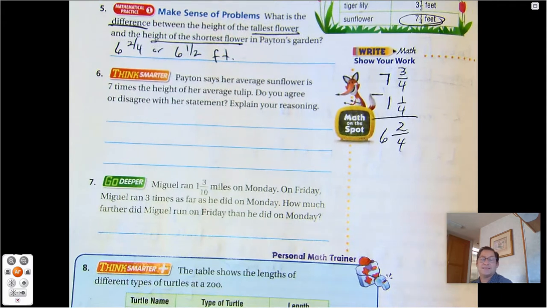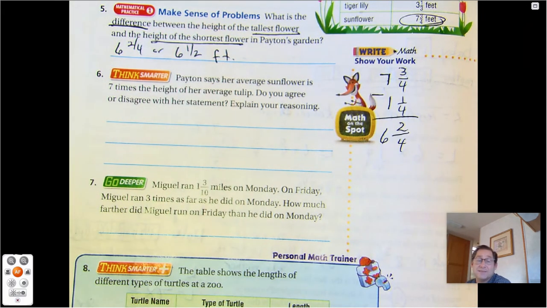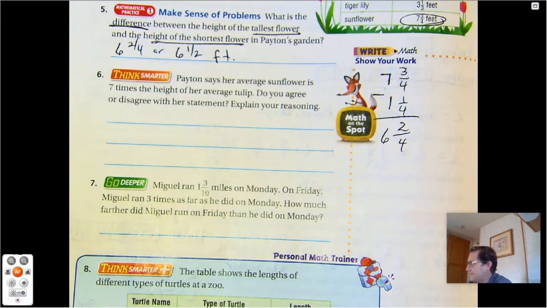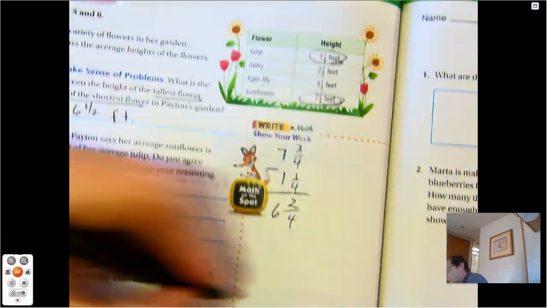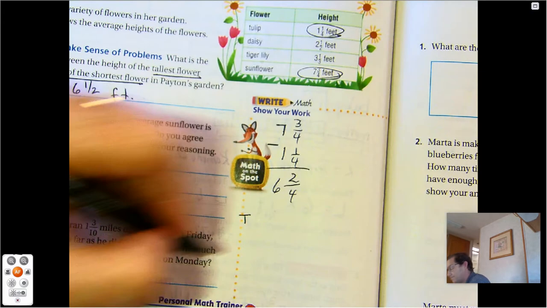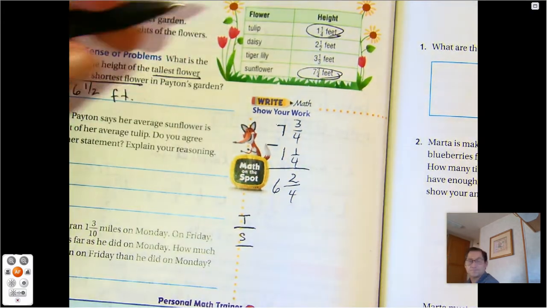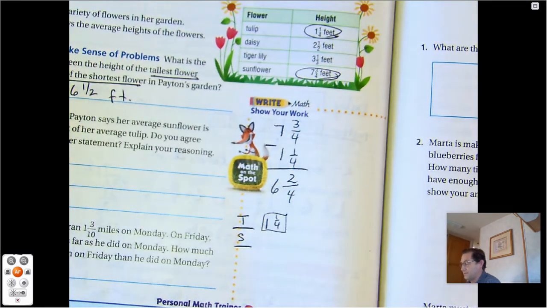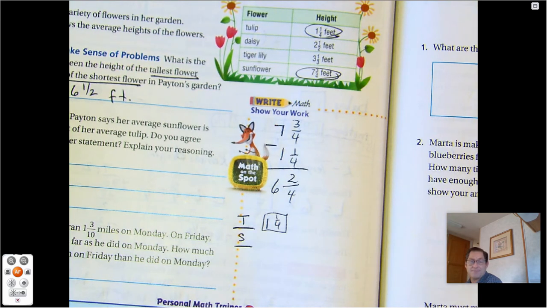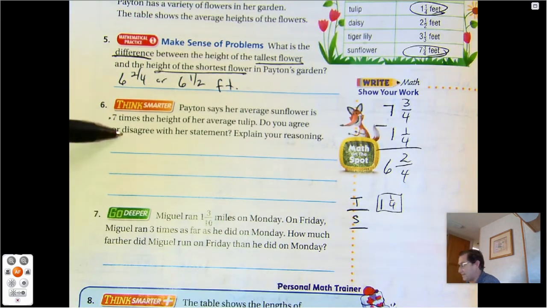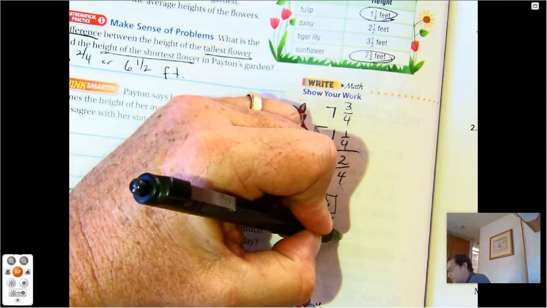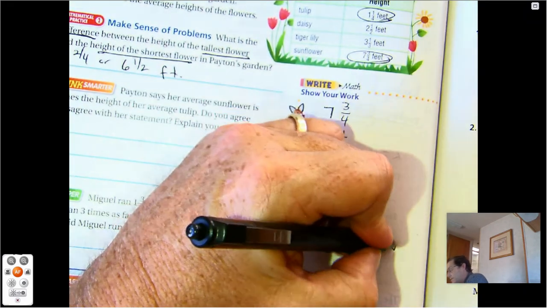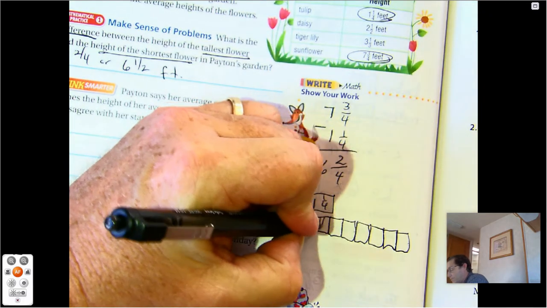Number 6, Peyton says her average sunflower is 7 times the height of her average tulip. Do you agree or disagree with her statement, and explain your reasoning? I'm going to write T for tulip and S for sunflower. The tulip is 1 1/4 feet. Her claim is that the sunflower is 7 times as much. If that's true, we can draw a model to show that: 1, 2, 3, 4, 5, 6, 7, and every one of them is 1 1/4.